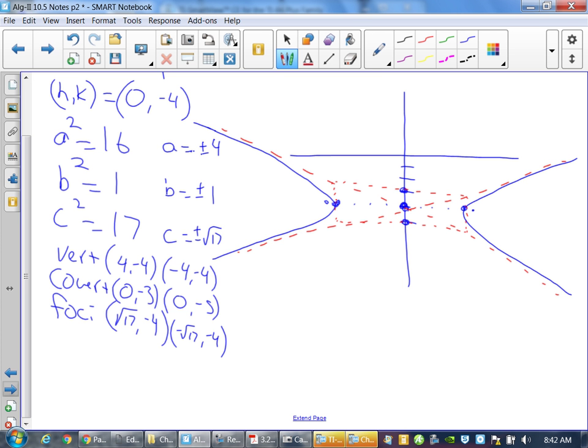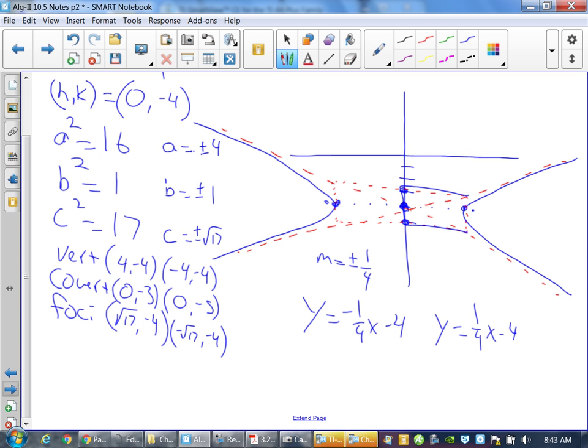I'm not done. Write the equations of the lines for your asymptotes. This one's really easy because you have a y-intercept at -4, so all you have to do is get your slopes. We went up 1 over 4, down 1 over 4, so your slopes are plus or minus 1/4. The equation, since this is the y-intercept, is really easy. It's y equals -1/4 x minus 4, and y equals 1/4 x minus 4.